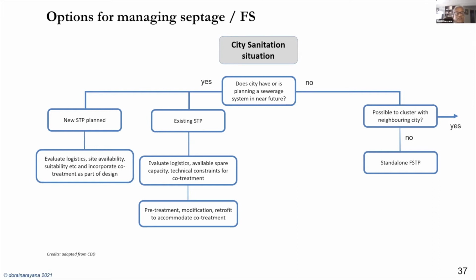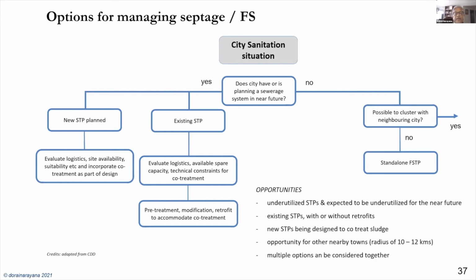And what other technical constraints are there for co-treatment? This is the evaluation you may need to do. And then you decide what kind of pre-treatment is needed, what modification may need to be done to the sewage treatment plant, any retrofits that may be needed to accommodate the co-treatment. So this will be your way of trying to see whether you can co-treat at the existing STP. And the opportunities are mostly where there are sewage treatment plants which are underutilized and expected to be underutilized for the near future, within your planning time frame. And existing STPs can then be used with or without retrofits.